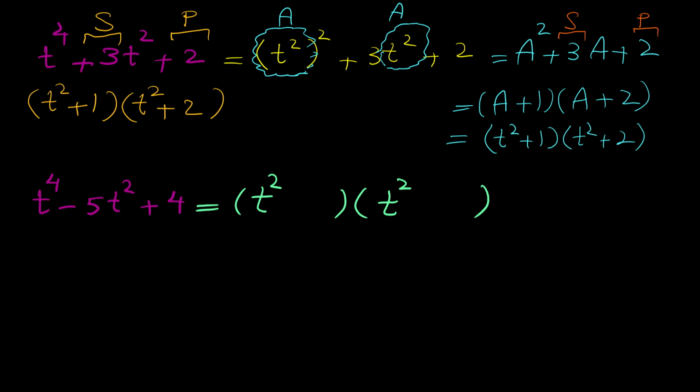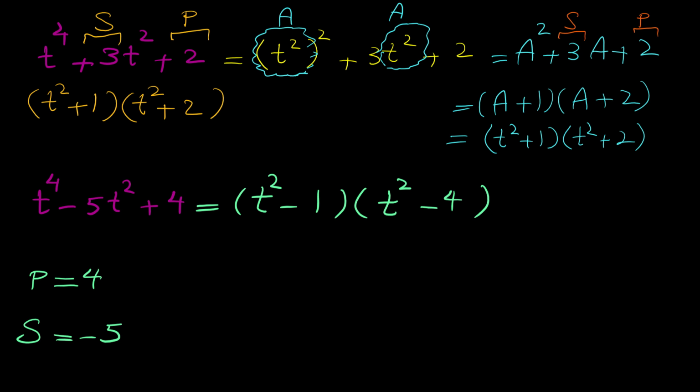Their product is 4. Their sum is negative 5. What are the numbers whose product is 4 and sum is negative 5? First of all, because the sum is negative, the numbers that we are looking for are both negative. Negative 1 times negative 4 or negative 2 times negative 2. The numbers that we are looking for are negative 1 and negative 4, because negative 1 times negative 4 is 4, the product is 4, and the sum is negative 5. So negative 1 and negative 4. This is the factor form of this trinomial.